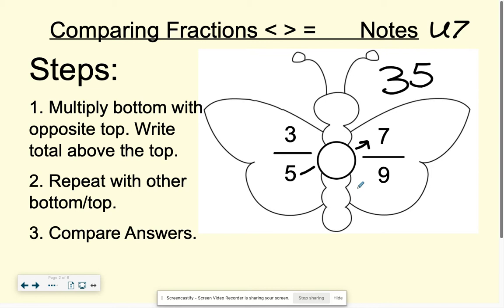Then we're going to do the exact same on the other side. We're going to repeat it. 9 times 3. And we're going to write it on top of the 3. So the 27 will go on top.